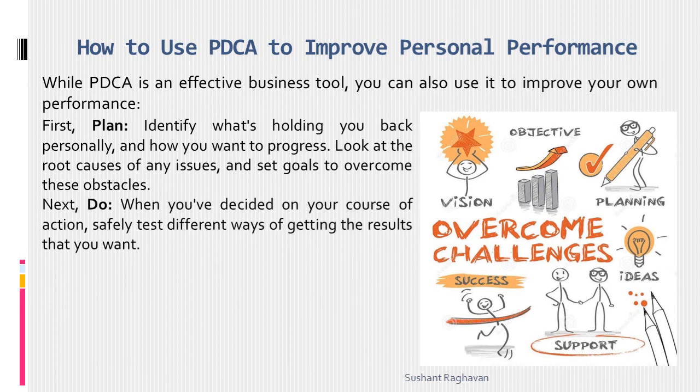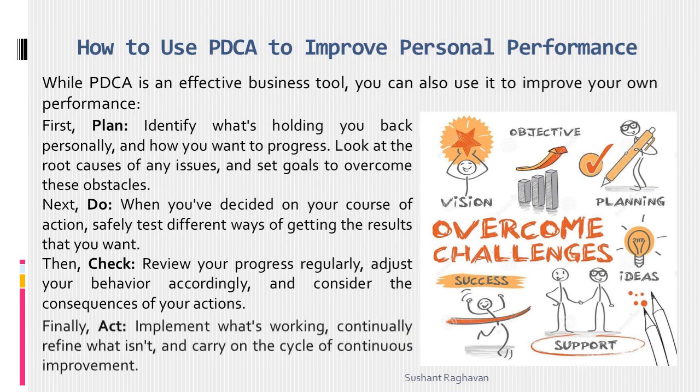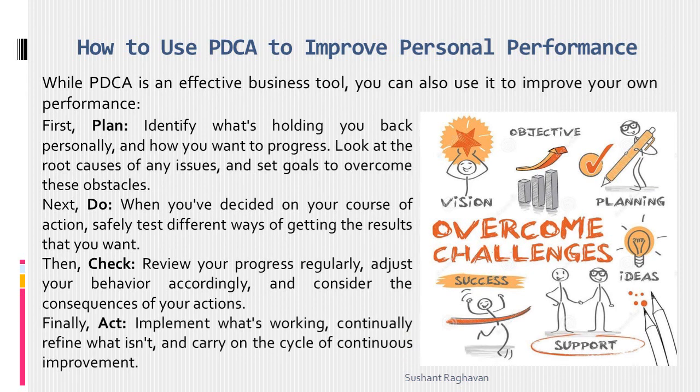Next, do. When you have decided on your course of action, safely test different ways of getting the results that you want. Then check. Review your progress regularly, adjust your behavior accordingly, and consider the consequences of your actions. Finally, act. Implement what's working, continually refine what isn't, and carry on the cycle of continuous improvement.